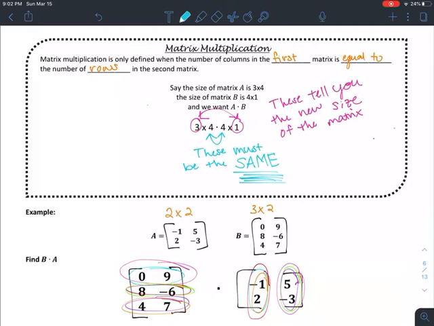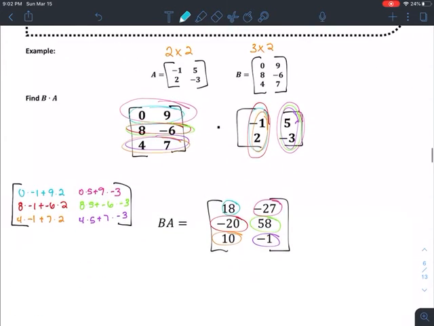So then we moved on to matrix multiplication. We said it's only defined when the number of the columns in the first is equal to the number of the rows in the second. So then I drew you this nice picture, and the two numbers in the middle, that blue part, those two numbers need to be the same. And the outside numbers tell you the size of your new matrix when you multiply.